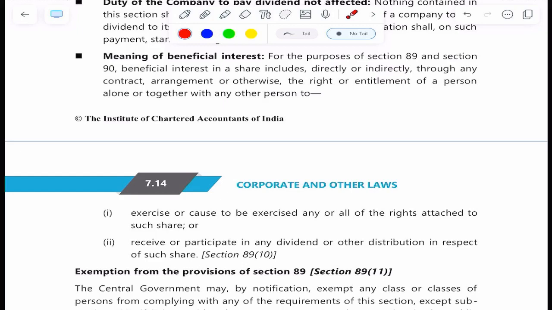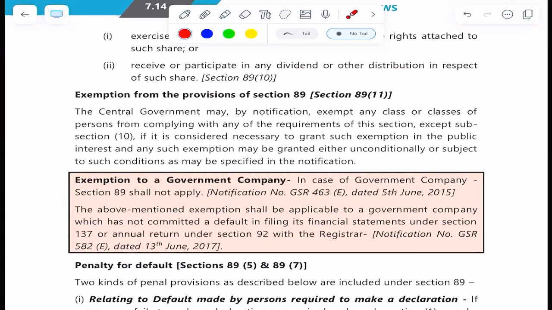Section 89(11). Exemption from the provisions of section 89. The Central Government may by notification exempt any class or classes of persons from complying with any of the requirements of this section except subsection 10, if it is considered necessary to grant such exemption in the public interest, and any such exemption may be granted either unconditionally or subject to such conditions as may be specified in the notification. What weapon does the government have? Public interest. If it ever wants to exempt a company, it can. The government can look at the company.